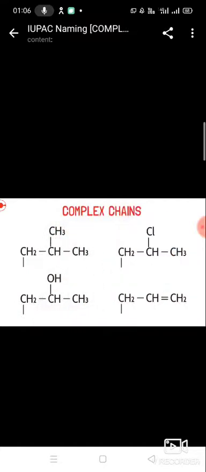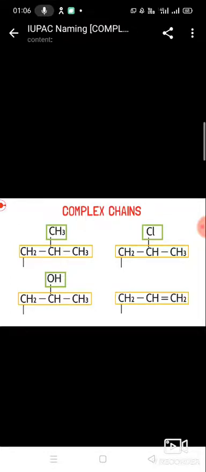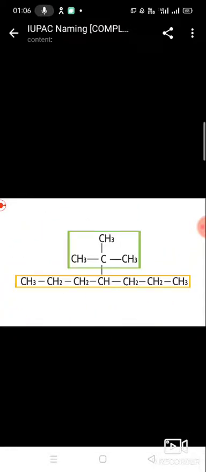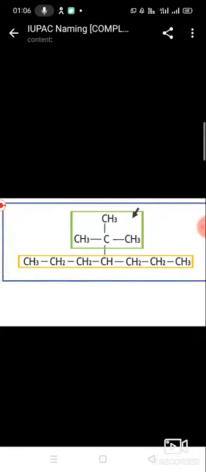Next, complex chain substituents. Here CH3 is there, Cl is present, a double bond is present and a functional group is present. If there is no functional group, we have to see only the substituent. If the functional group is a halogen, we have to treat this as a substituent. If the compound contains a functional group like OH and a double bond, we have to mention this as a complex chain. Look at this compound. 7 carbon atoms are there in a straight line. In that, one full complex substituent is present.